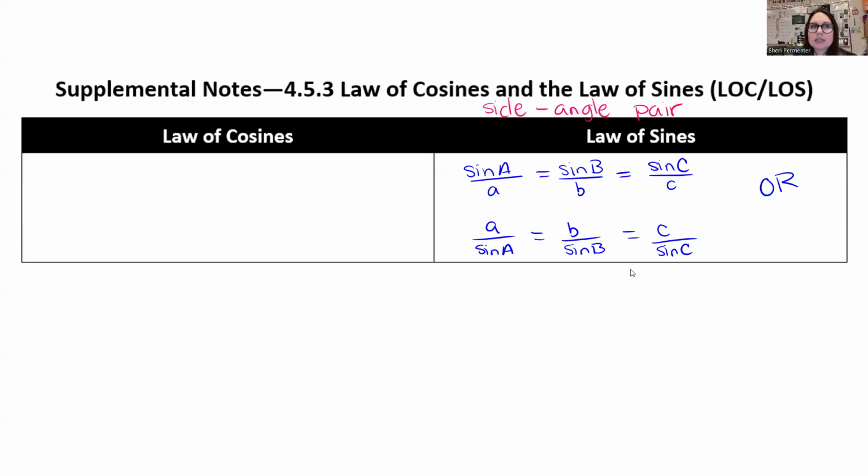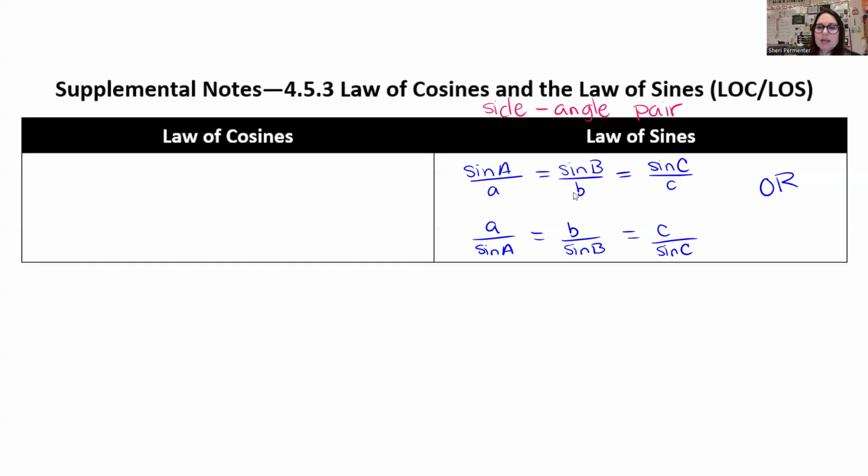So that is the law of sines. You have to know an angle and a side to be able to use it, because when you're solving these proportions, you can only have one unknown. So if you have an angle and a side pair, you can know either an angle or a side and solve for whatever you need to solve for.